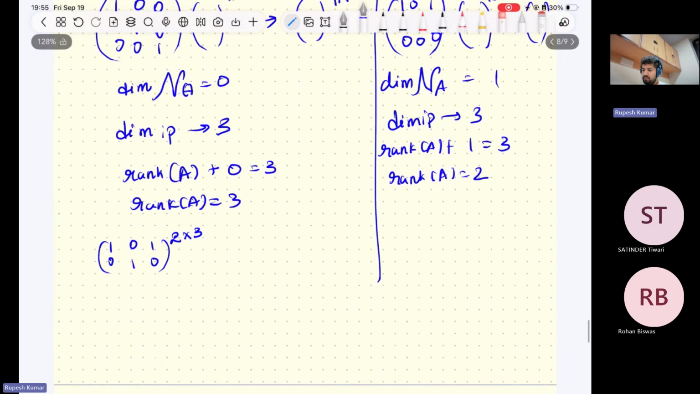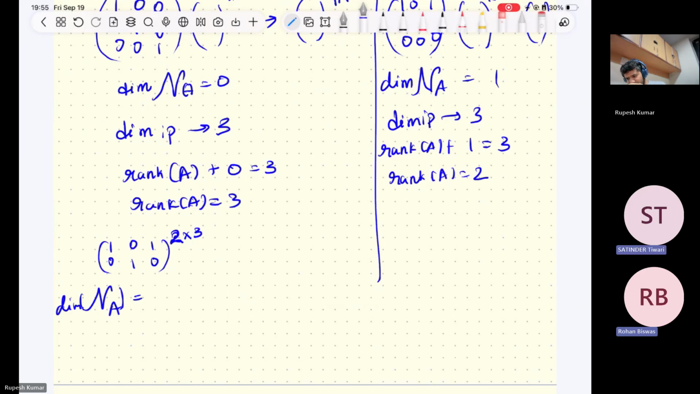Why do you want to ignore this? This is a new matrix, right? And then nullity is the dimensionality of the null space. What is the dimensionality, anyone? x1, x2, x3. It will be 1.